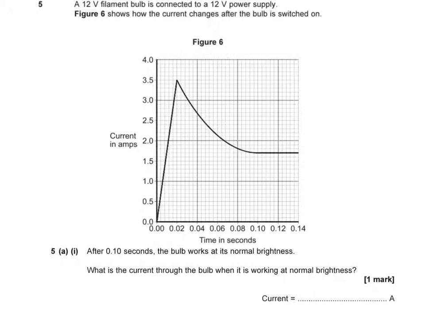So we're looking for 10 seconds. You can see around here it's normal brightness. You can see that's 3 small squares lower than 2, where each small square is 0.1. So the normal brightness is going to be 1.7 amps. I just read that from that line on the graph there, minusing 0.1 from 2. That's the first mark of this question.